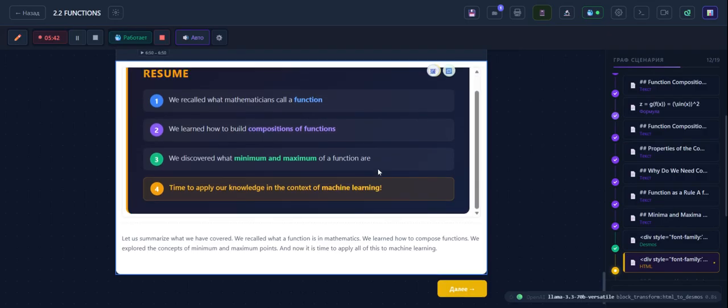So that's it. We recalled functions in math, learned how to build compositions of functions, discovered what minimum and maximum of functions are, and now it's time to apply our knowledge.